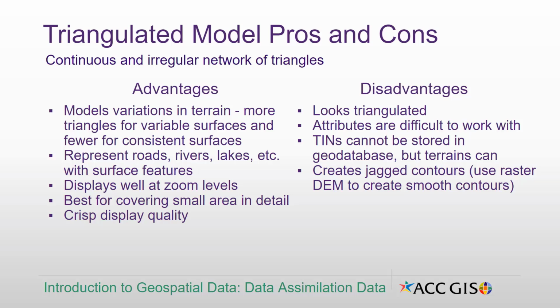Now, some of the disadvantages include that it can look triangulated. If you zoom all the way in, you can actually see the triangles. Even though you can relate the triangulated model to an attribute table, it can be very difficult. Triangulated irregular networks cannot be stored in a geodatabase, but terrains can. We'll talk a little bit about that in just a second. Last, if we're utilizing elevation data to create contours, we typically want to use a raster digital elevation model because it creates smoother contours. If you create contours from the triangulated model, the contours often look jagged.